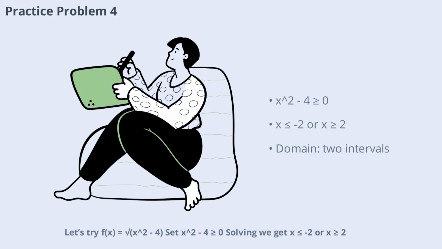Let's try f of x equals square root of x squared minus 4. Set x squared minus 4 greater than or equal to 0. Solving, we get x less than or equal to minus 2 or x greater than or equal to 2. The domain is all real numbers less than or equal to minus 2 or greater than or equal to 2. This example shows how quadratic expressions can create multiple intervals in the domain.